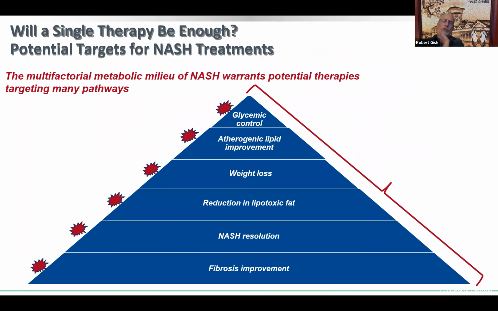Okay, so we want glycemic control. Metformin and GLP-1 are your foundation. Off insulin, off pioglitazone. Atherogenic lipid improvement, you can do that with your statins or maybe add fenofibrate. You can refer them to a nutritionist to be aggressive about weight loss and follow-up. And you get this reduction in lipotoxic fat, NASH resolution, fibrosis improvement.